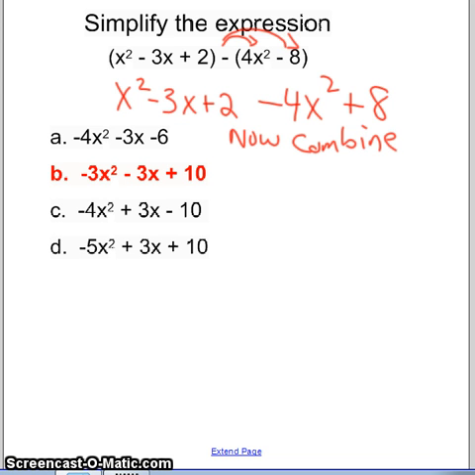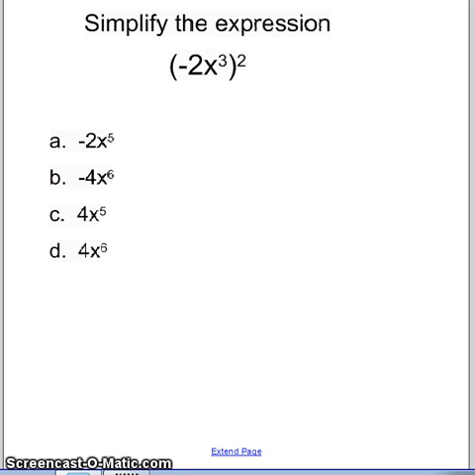X squared minus 4x squared is negative 3x squared. The negative 3x, again, nothing matches that. And now we have 2 plus 8, which makes that 10. So the answer is B.